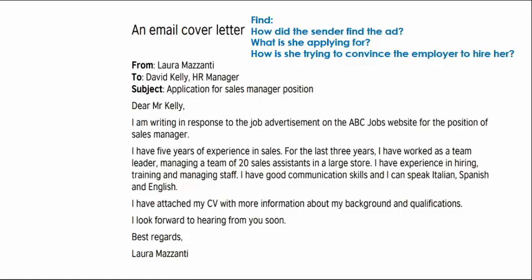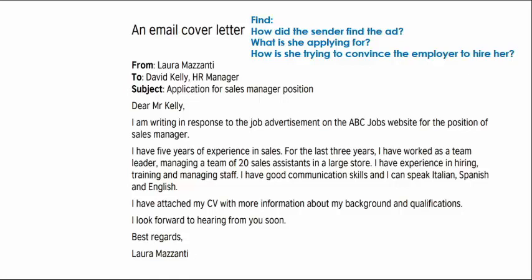The first question is, how did the sender find the ad? Ad means advertisement. What is she applying for? How is she trying to convince the employer to hire her? Okay, so we have finished the 5 minutes, and now I want you to answer these questions. Yes, next group. How did the sender find the ad? Yes, it's written here, ABC Jobs website. So it's from the internet on a website called ABC Jobs. That's right.